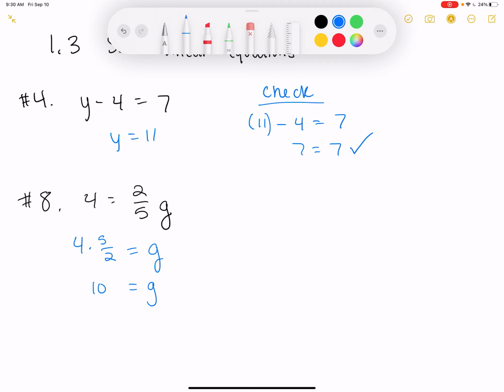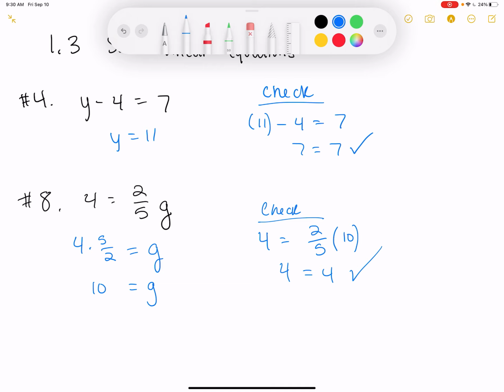G equals 10. I'm going to come over here and check it. So 4 is equal to 2/5 times 10. So 5 and 10 cancel, giving you a 2 on top. 2 times 2 is 4, so 4 is equal to 4. So it works.